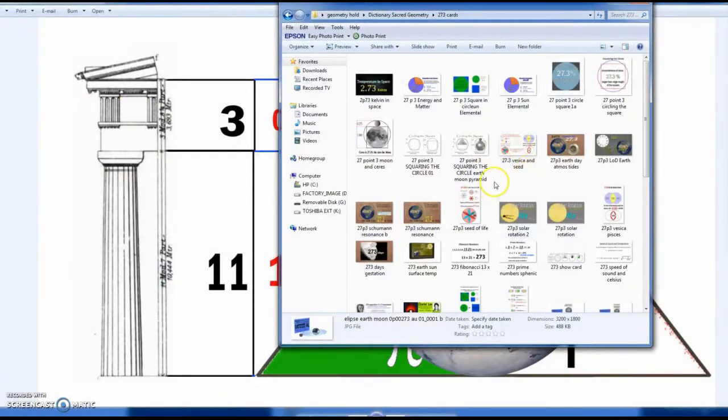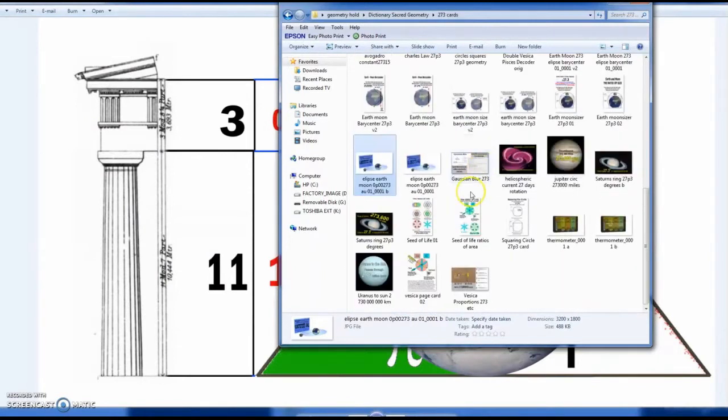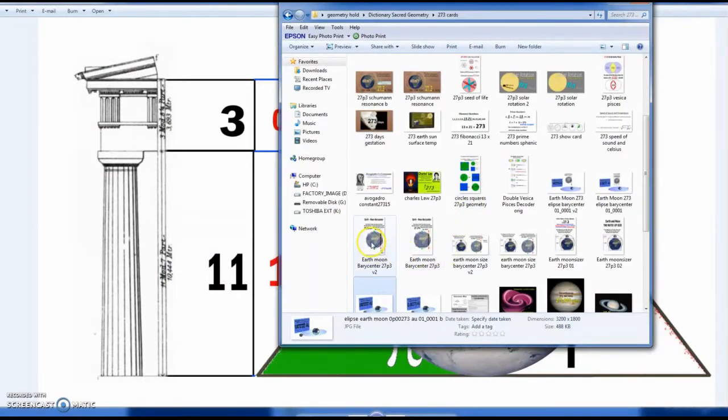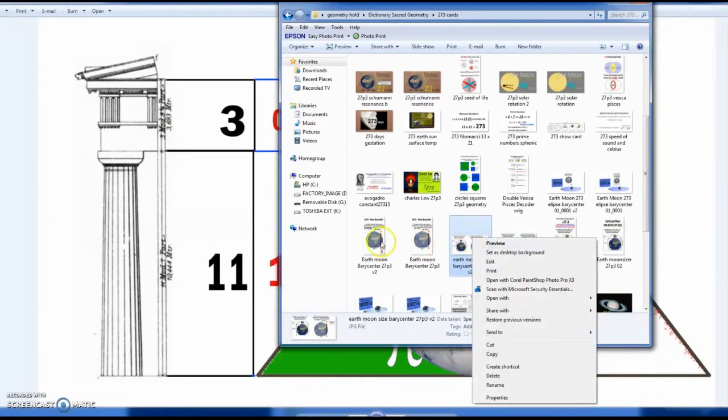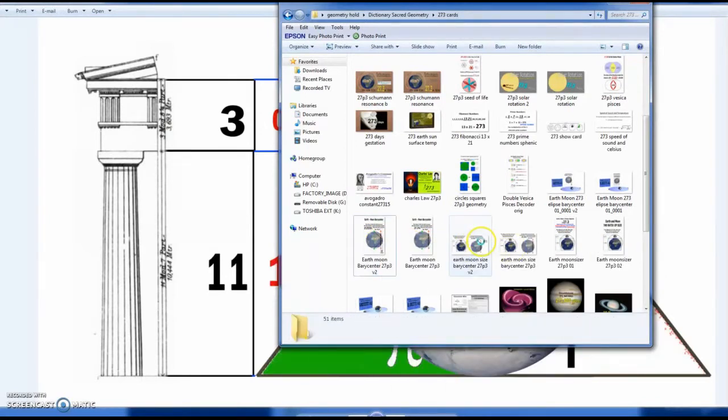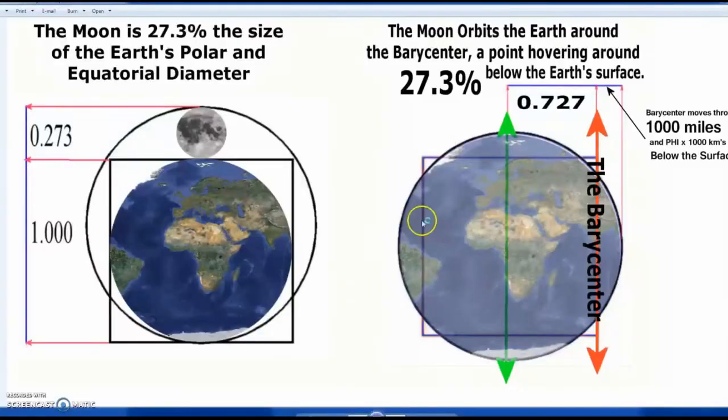is something called the Barycenter. So let me get the right one. I've got a few mistakes. Okay, as an example here on the left, I've just simplified it, dropped it down just to show you how the square in regards to the circle is 27.3% the size of the Earth. But that same diagram also gives us another extraordinary piece of information, and that's the Barycenter. So this red line here.